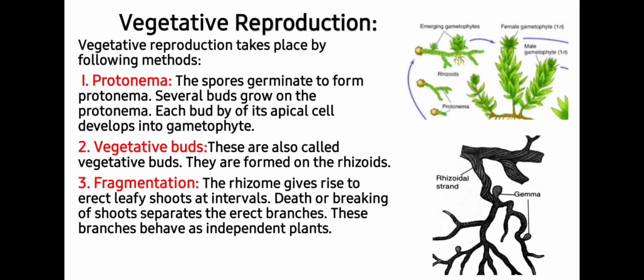Next is reproduction. Students, you know very well that in bryophytes, two types of reproduction are mainly prominent, that is vegetative and sexual.